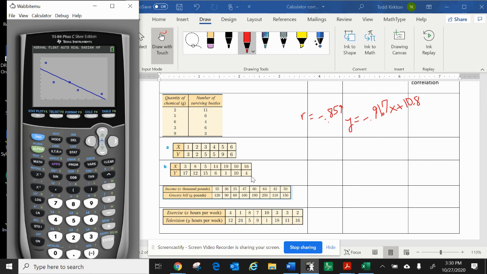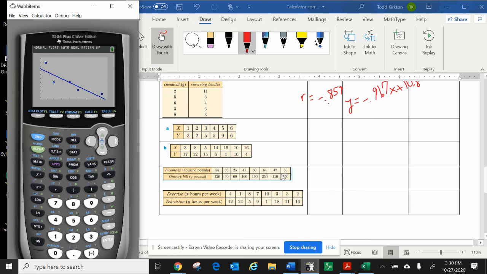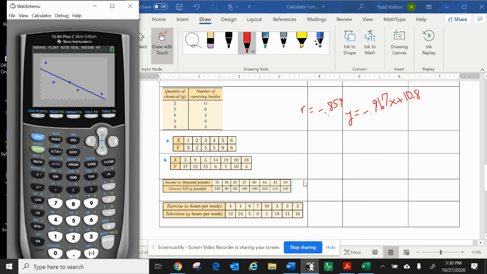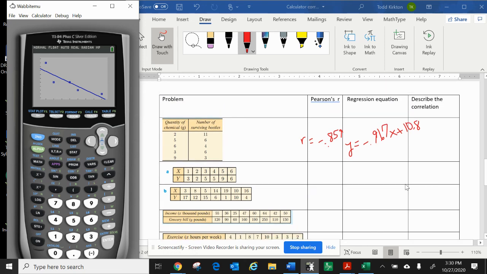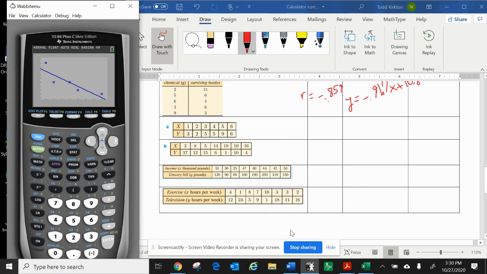So your assignment is to do the last 4 here. You're going to enter the data, find R, find the regression equation, and describe the correlation. I said it in words, I didn't write it on there. Okay, that's all. Once you finish those, we'll be ready to go with learning about the concepts.